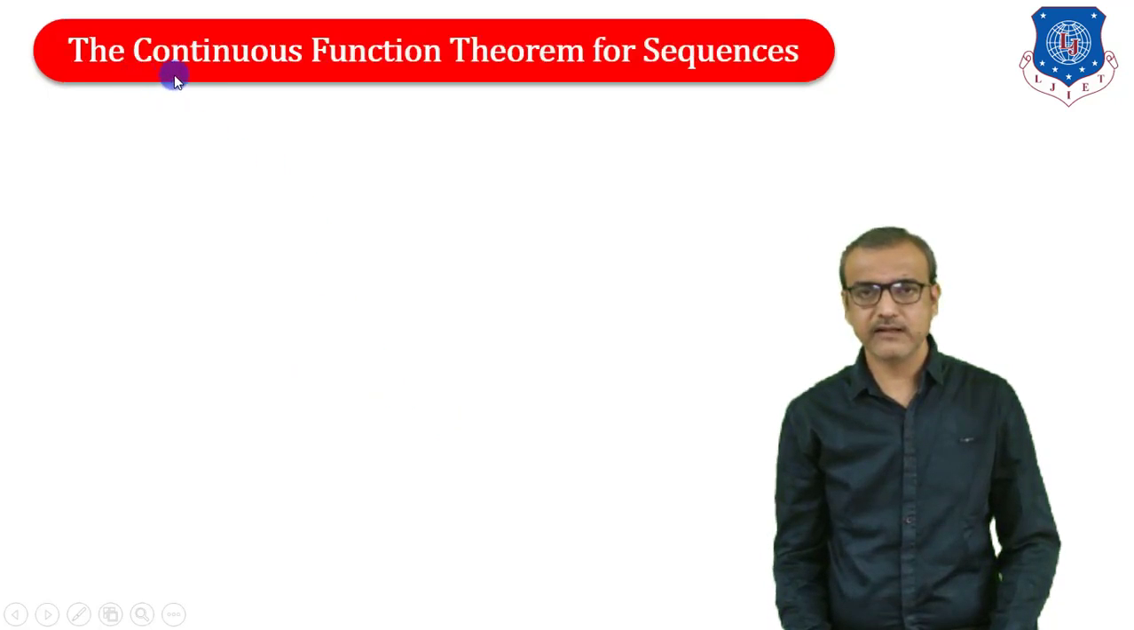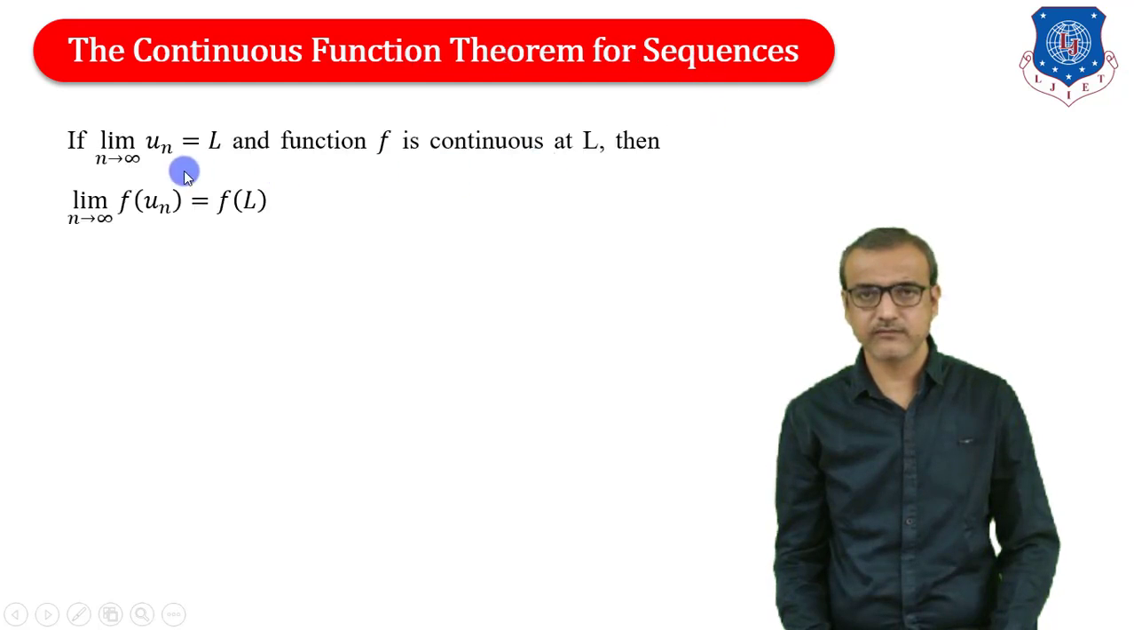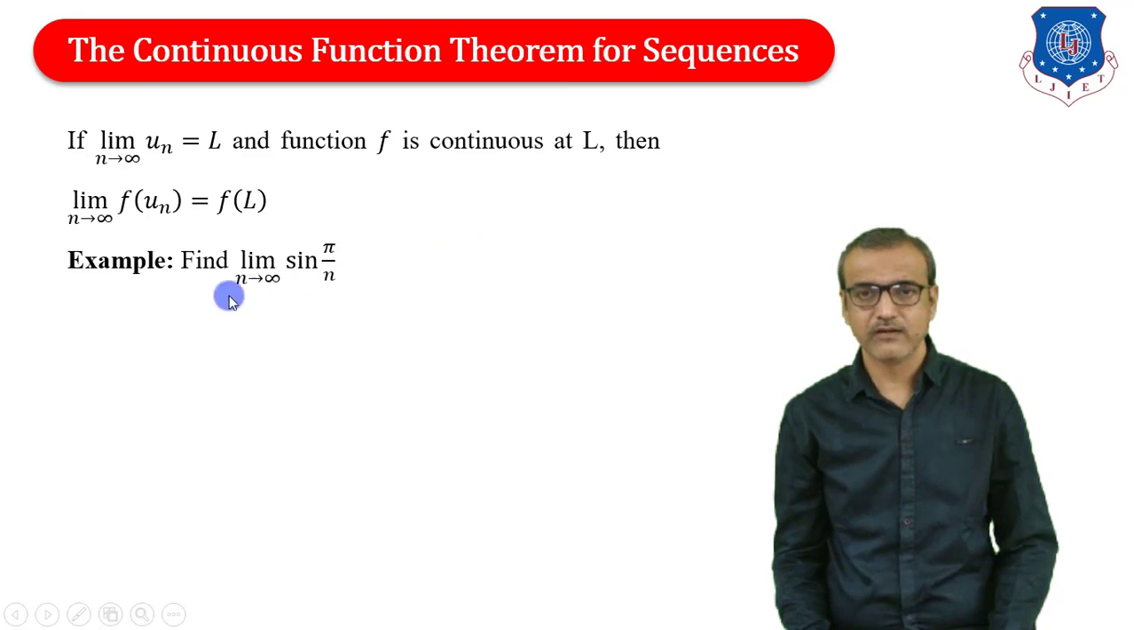Now we will see the continuous function theorem for sequences. If limit as n tends to infinity of un equals L and the function f is continuous at L, then limit as n tends to infinity of f(un) equals f(L). This is the continuous function theorem for sequences. So we will see one example related to this.